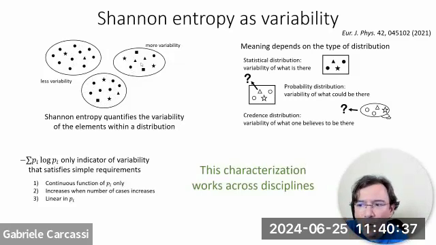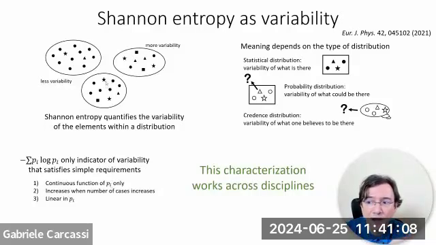So the idea is that we want to have an indicator of, if I give you a set, if I give you a distribution, how much the elements are close to each other, or how much variability there is in the elements. That's basically what we are asking. We have a set of things. How different are the things in the set from each other? And the cool thing is that if you ask for an indicator of variability that is a continuous function of pi and only of the pi.